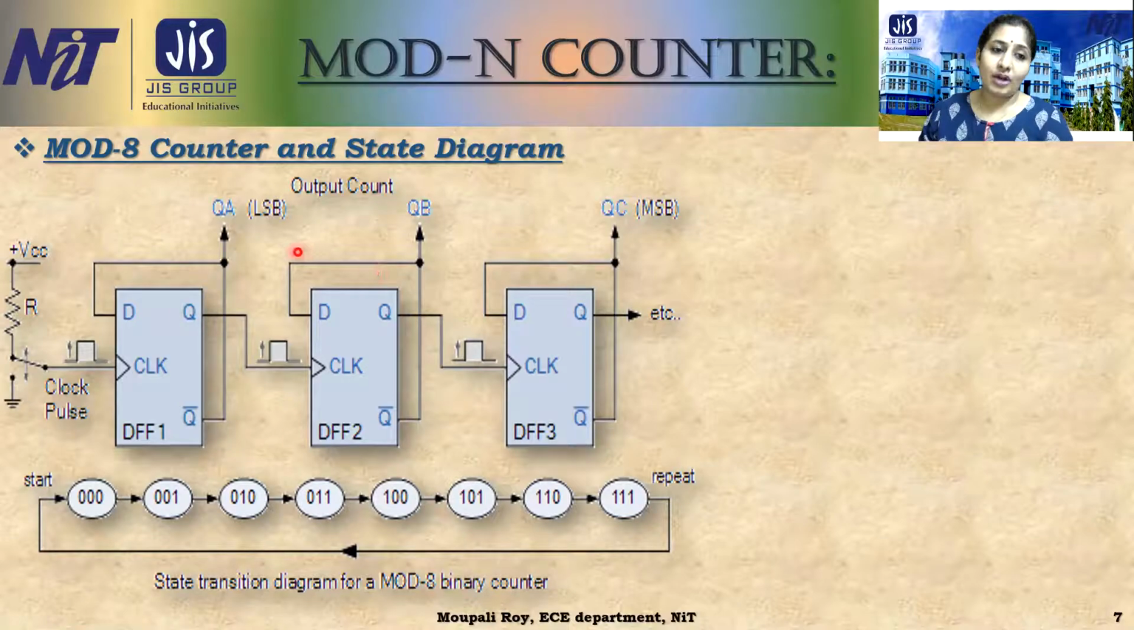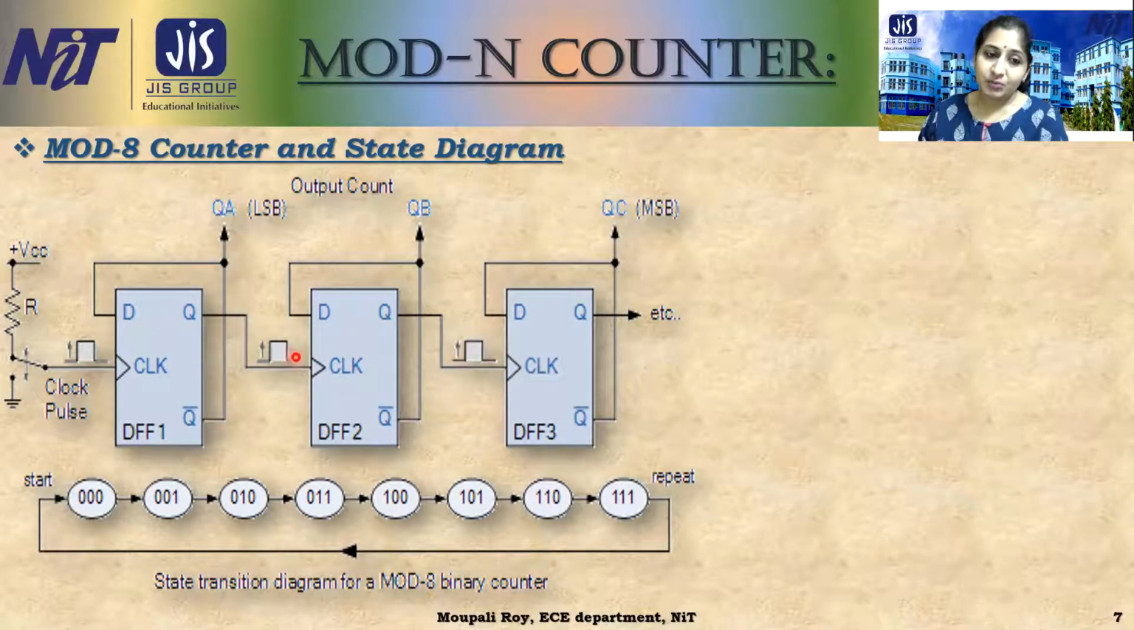And for this mod 8 counter, how many flip-flops do we need? We need 3, that means 2 to the power 3 states of counting there. A clock pulse we need there. This is the clock pulse from where we are getting the input. Then what we are giving? We are giving the feedback there, so this is also an asynchronous mod counter.